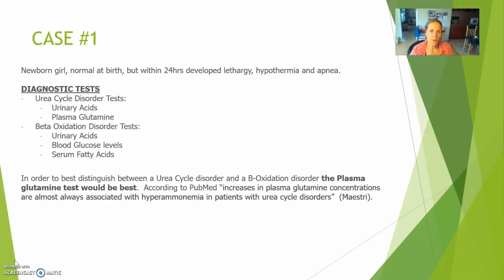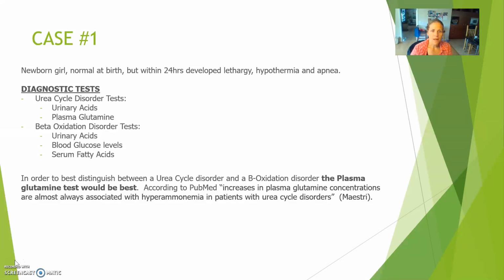So with case number 1, we're presented with a newborn. She's normal at birth, but within 24 hours she develops lethargy, hypothermia, and apnea. If we wanted to determine if she had a urea cycle disorder, a urinary acid and a plasma glutamine test would determine that. If we thought it was a beta oxidation disorder, urinary acid, blood glucose, and serum fatty acids would determine that.